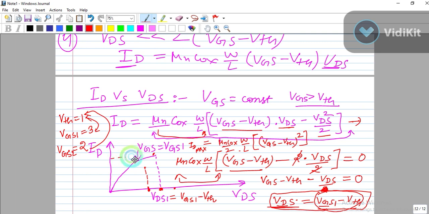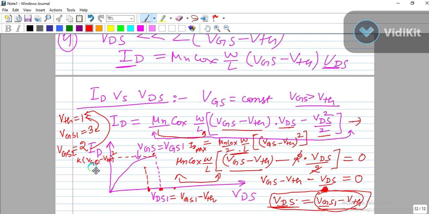So for this value of VGS1, let's consider this initial term as K. So it will be K into (VGS1 minus VTH) square.